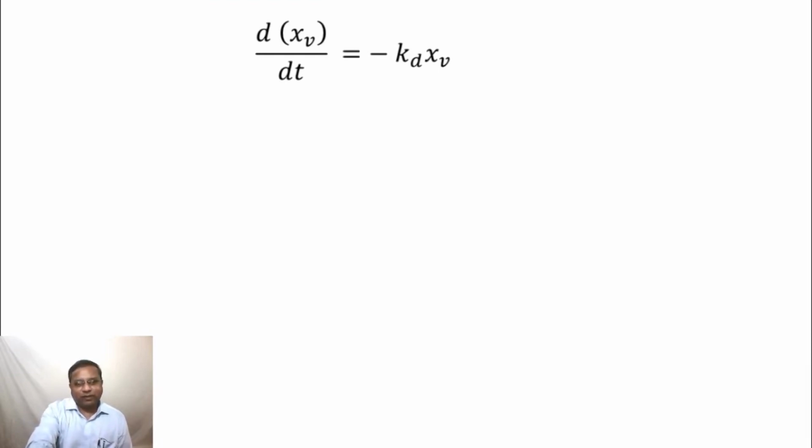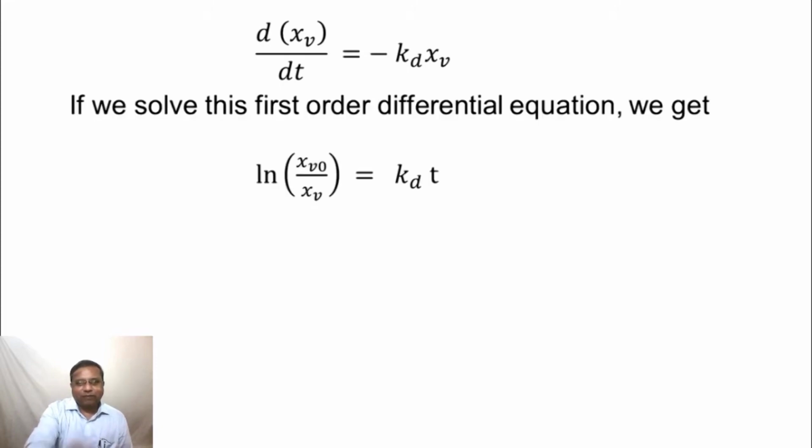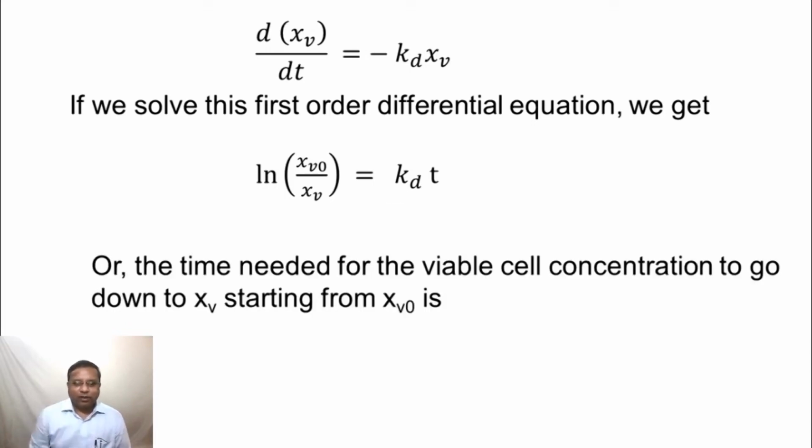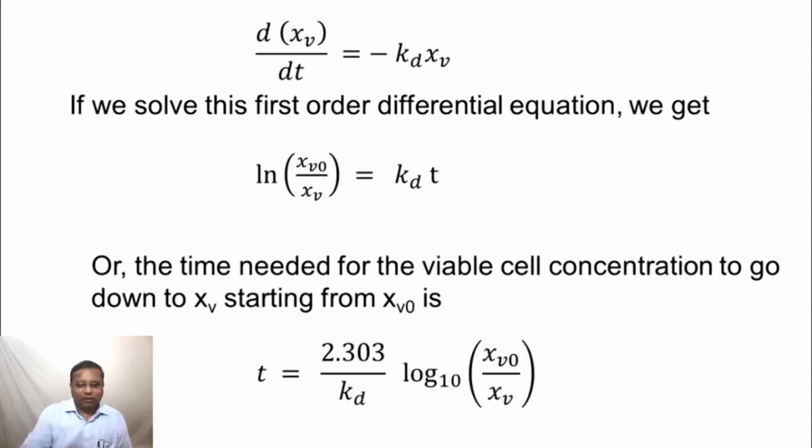d/dt of Xv is minus kd into Xv, and if we solve this, we would get ln of Xv0 by Xv equals kd t. That gives you the time there. The time needed for the viable cell concentration to go down to Xv, starting from Xv0, is 2.303 by kd log to the base 10 Xv0 by Xv.